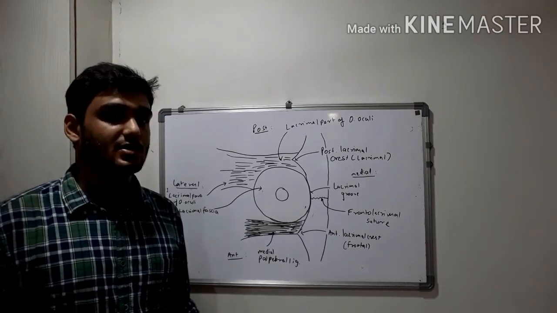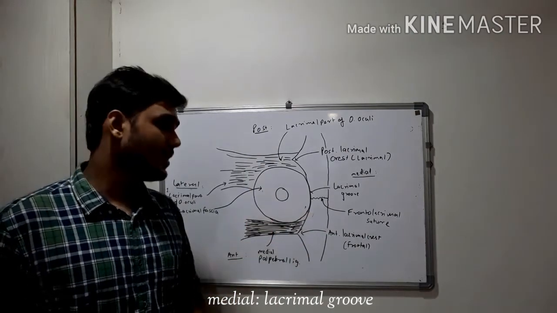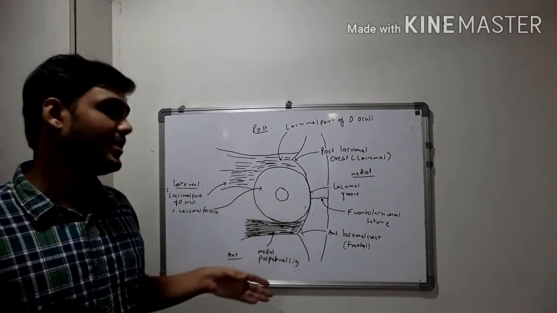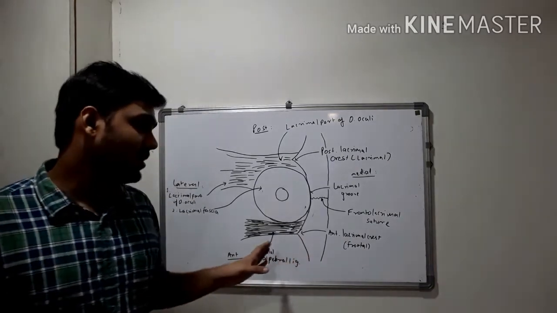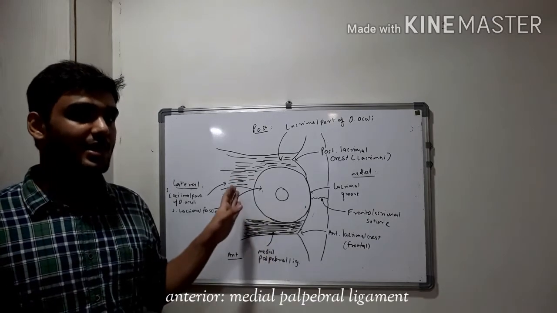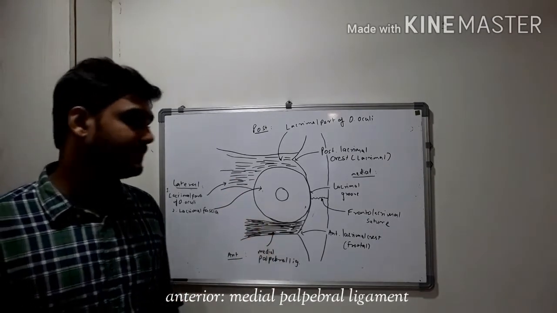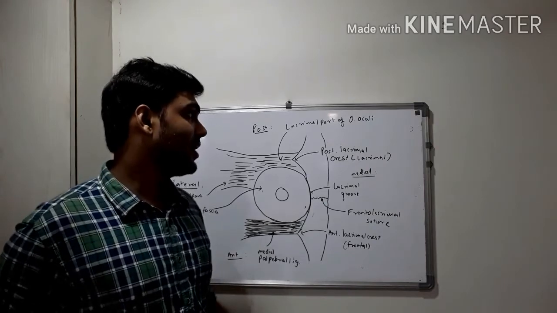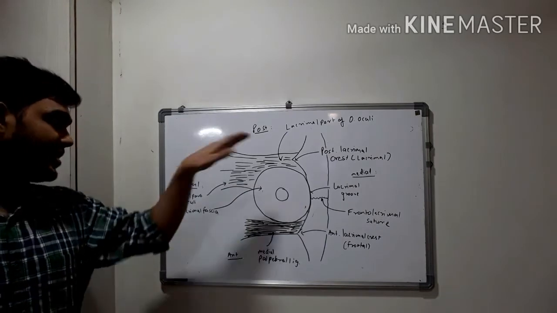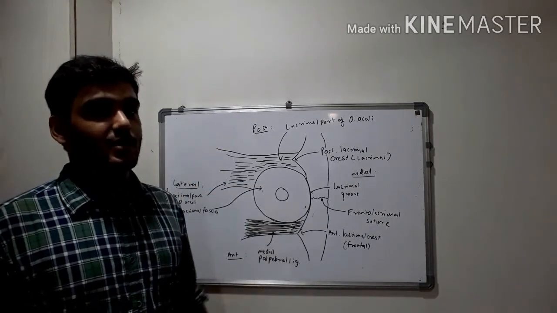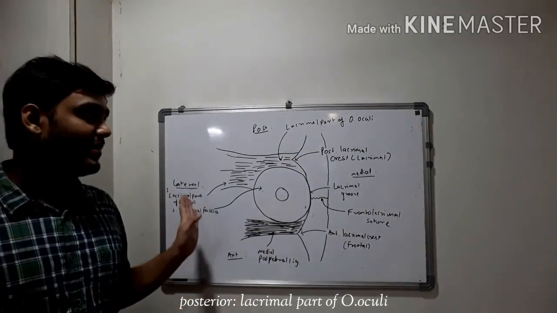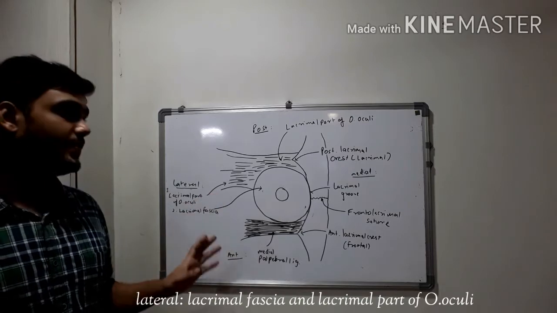Talking about its relations, medially we have the lacrimal groove. Anteriorly, as we saw earlier, the lacrimal sac lies behind the medial palpebral ligament, which is attached at the anterior lacrimal crest. So we have the medial palpebral ligament as the anterior relation of the lacrimal sac. Then the lacrimal part of orbicularis oculi originates from the posterior lacrimal crest and the lacrimal fascia. So it lies in both the posterior and the lateral relations of the lacrimal sac. The posterior relation is the lacrimal part of orbicularis oculi, and laterally we have the lacrimal fascia along with the lacrimal part of orbicularis oculi.